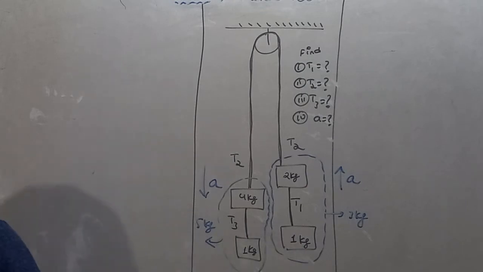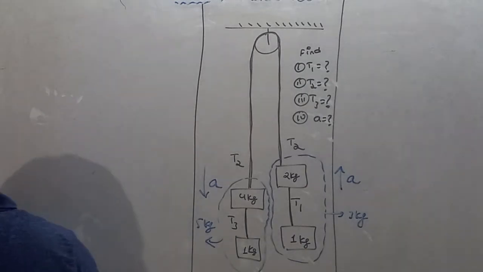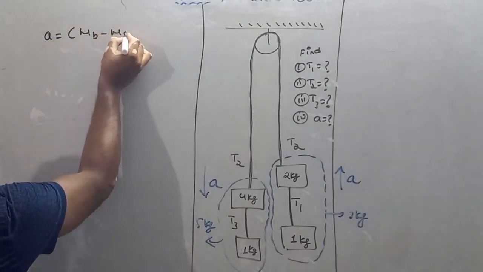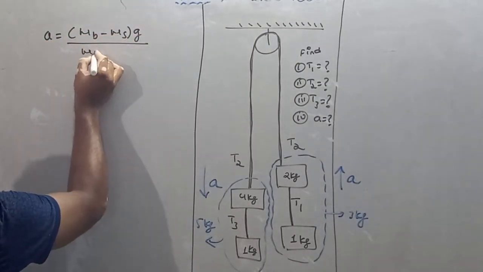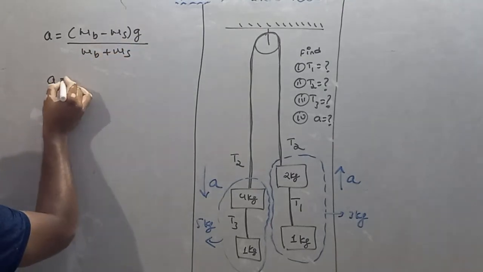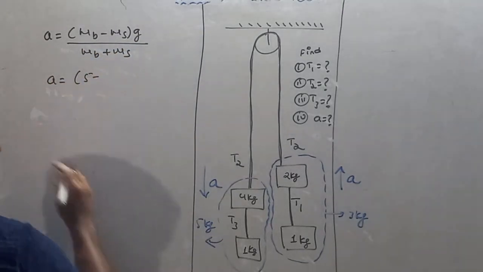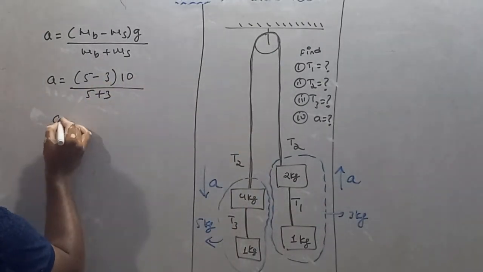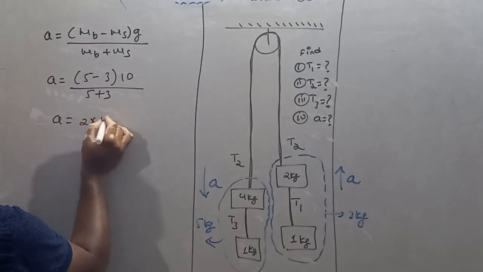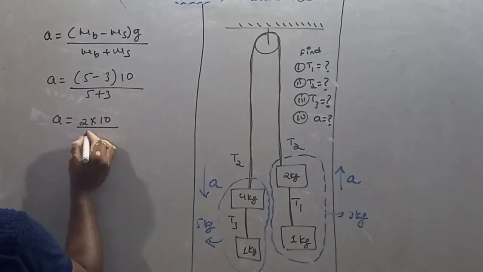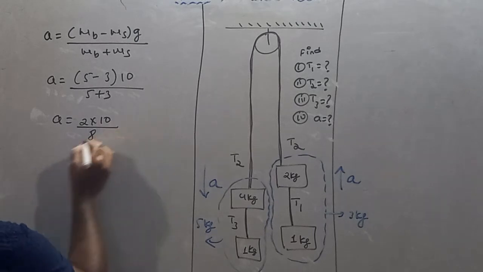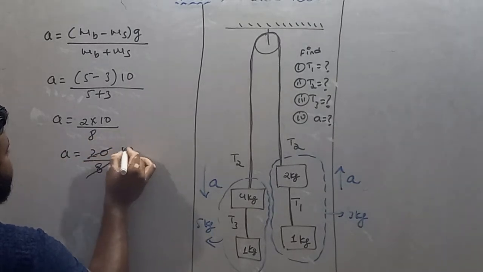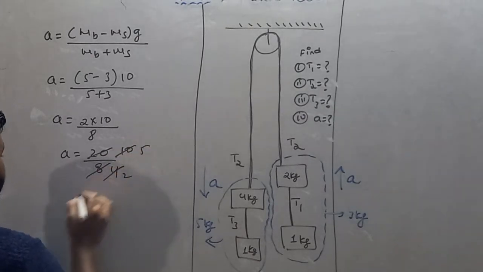Now apply the formula of acceleration. The formula is mass of bigger minus mass of smaller into g upon mass of bigger plus mass of smaller. So bigger mass is 5 minus smaller mass is 3 into g is 10 upon 5 plus 3. So 5 minus 3 is 2, 2 into 10 upon 5 plus 3, that is 8. So A is equal to 20 by 8. So 2 fours are 8, 10. 2 twos are 4, 2 fives are 10.